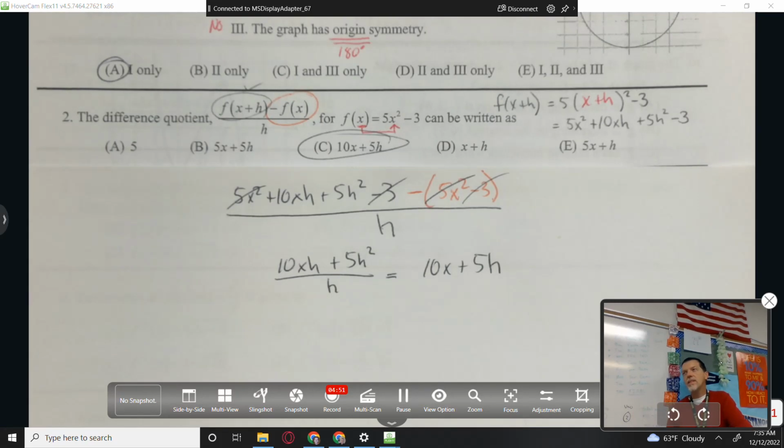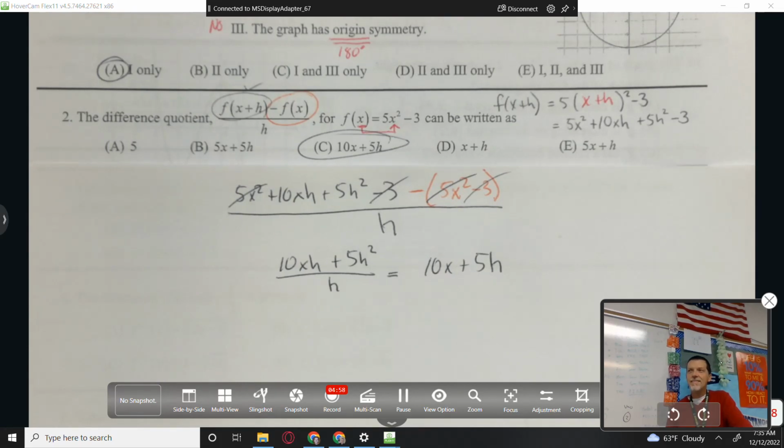Is the difference quotient, like the actual original video, still in Schoology? Probably somewhere. Alright. Yeah. Way back in Unit 1 or wherever.